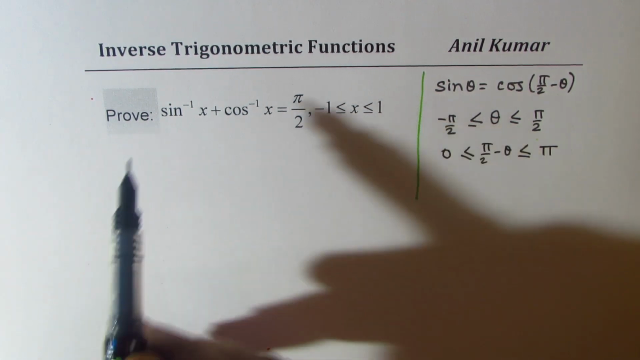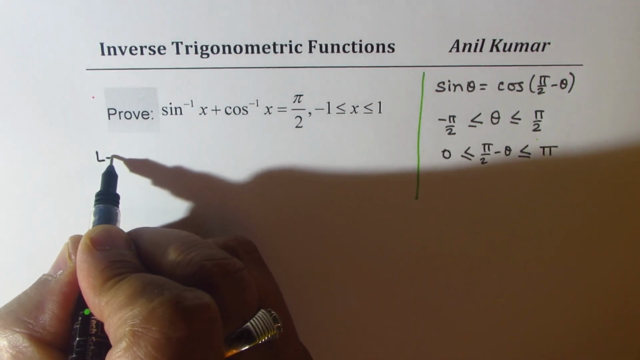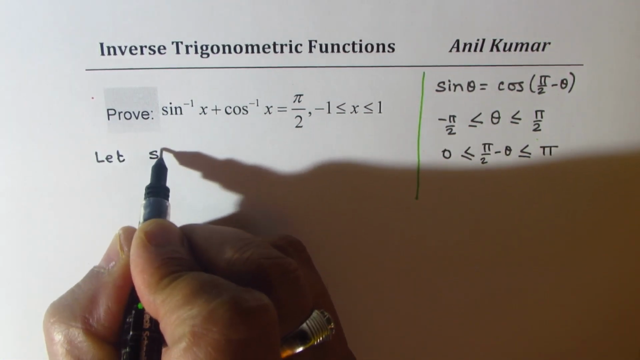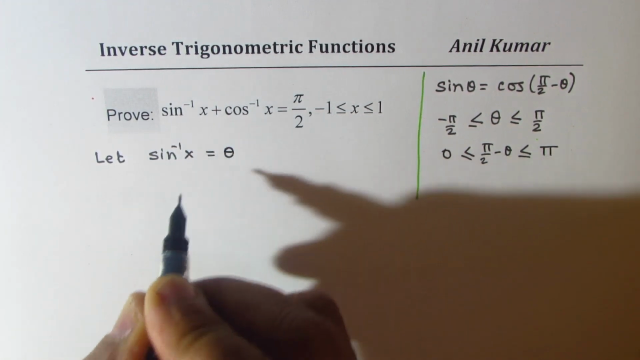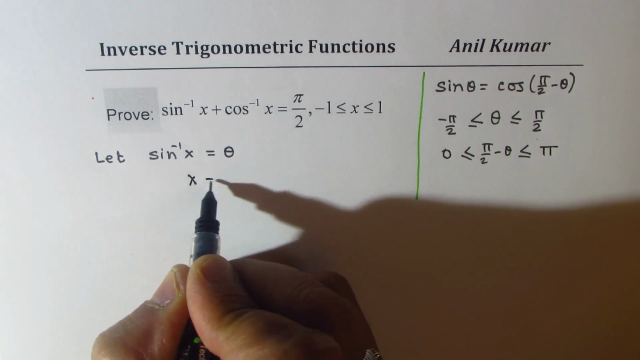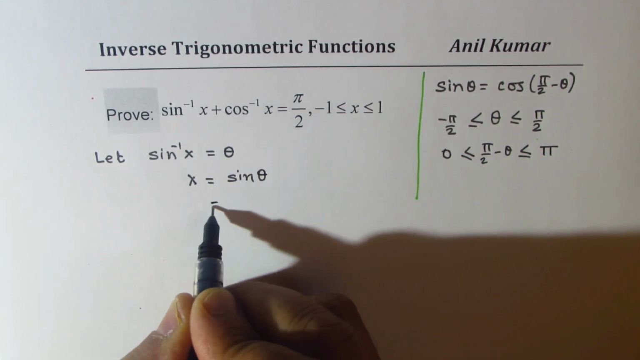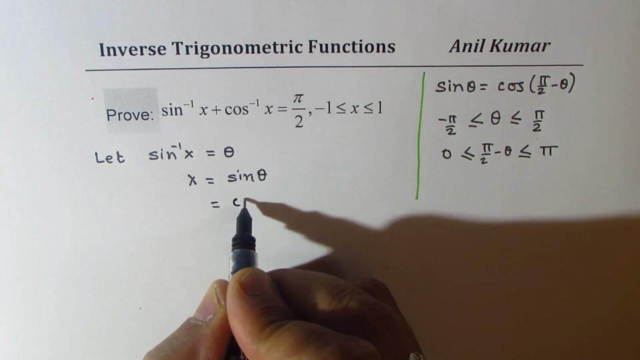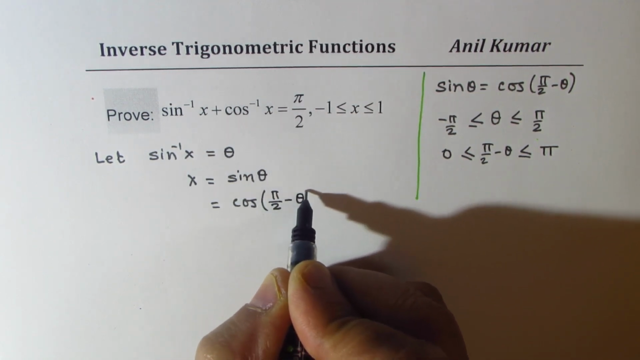Now let's begin. So sine inverse x. Let us say that sine inverse x is equal to theta. That really means that x is equal to sine theta. Perfect. Now what is sine theta? Sine theta is cos of pi by 2 minus theta.